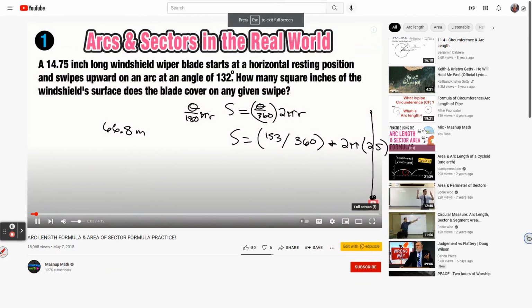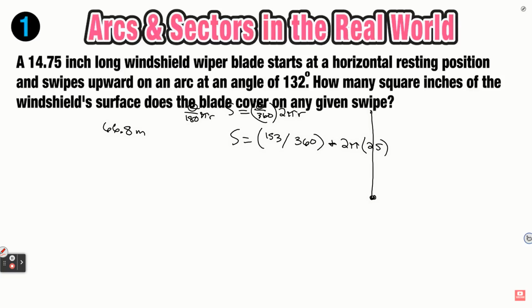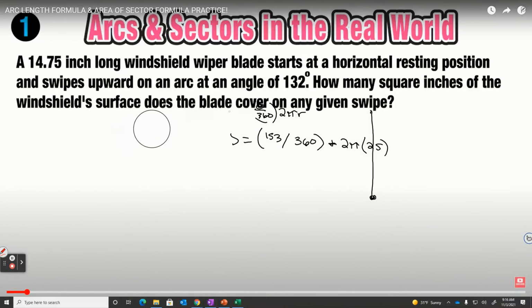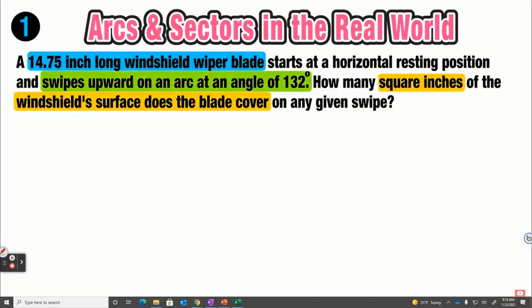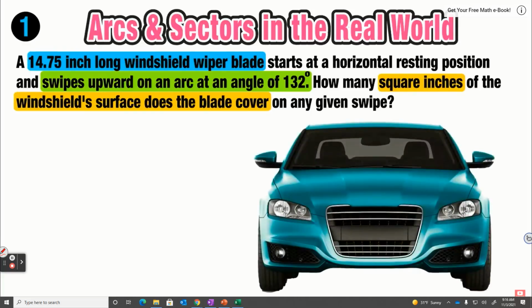What's up, everybody, and welcome to this lesson on arc lengths and sector areas in the real world. Let's jump right into our first example, and we'll start off by highlighting the key information. We have a 14.75 inch long windshield wiper blade that is swiping up and down on an arc with an angle of 132 degrees. What we want to find is how many square inches of the windshield surface the blade is covering on any given swipe.